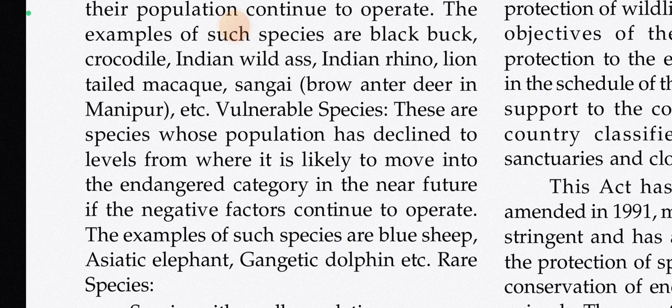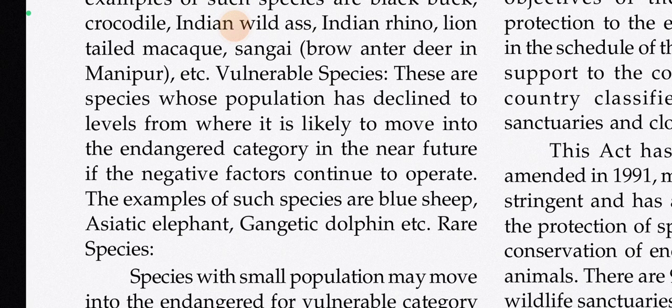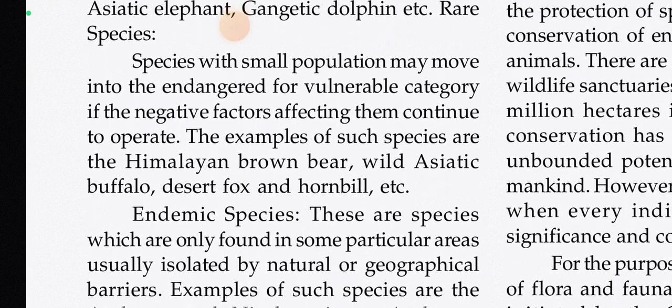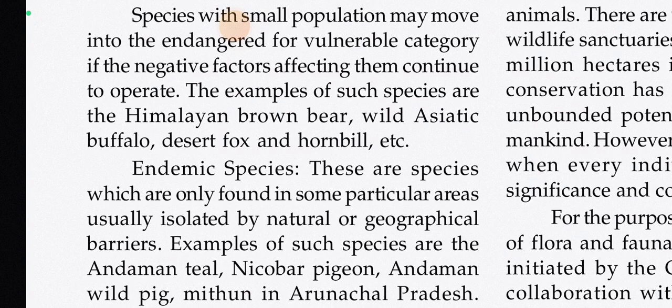Vulnerable species. These are species whose population has declined to levels from where it is likely to move into the endangered category in the near future if the negative factors continue to operate. The examples of such species are blue sheep, Asiatic elephant, Gangetic dolphin, etc. Rare species. Species with small population may move into the endangered or vulnerable category if the negative factors affecting them continue to operate. The examples of such species are the Himalayan brown bear, wild Asiatic buffalo, desert fox and hornbill, etc.